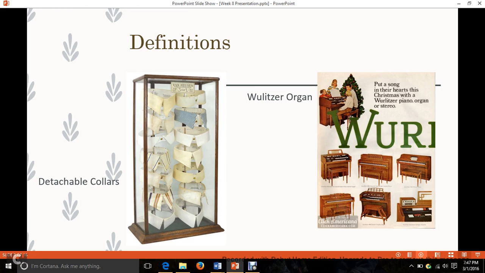So then let's look at some definitions of some more technical things about the historical context. We want to look at this because we want to know what these things are. I mean, if you read something and you don't know, it doesn't give you as much of an understanding. So I have here detachable collars. The poem says that the man always wore a tie and a detachable collar.